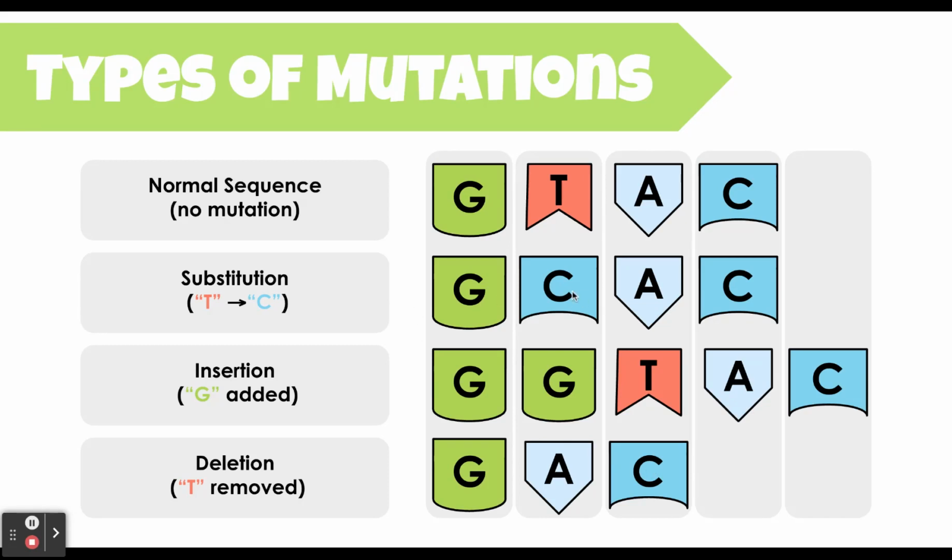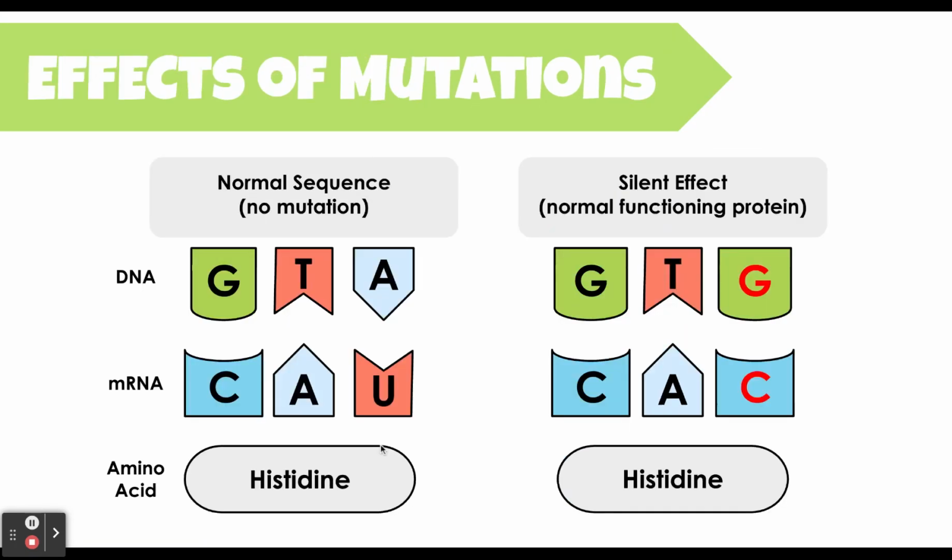So, substitution is to replace one or more nucleotides. Insertion is to add one or more nucleotides. And a deletion is to remove one or more nucleotides. The effect of mutations is shown in this example, where we have our DNA, the RNA, and the amino acid that should be added if this was a normal functioning protein. So no mutation occurs. The first effect of a mutation might be a silent effect, meaning that the protein is normal.